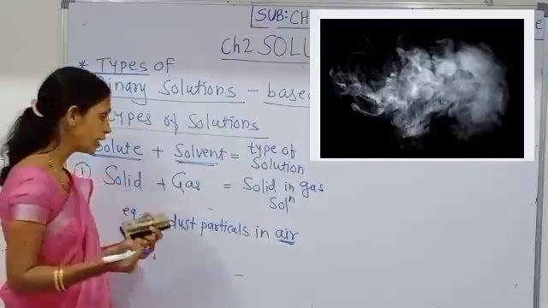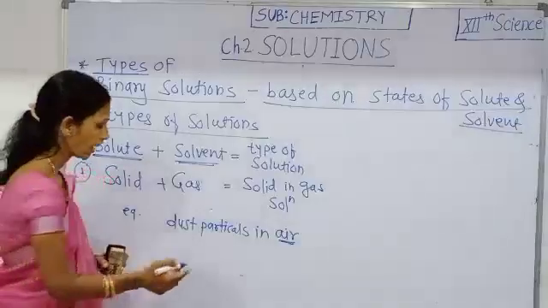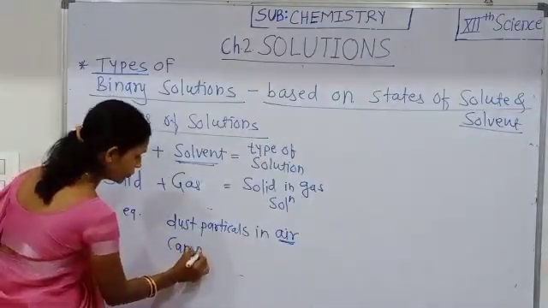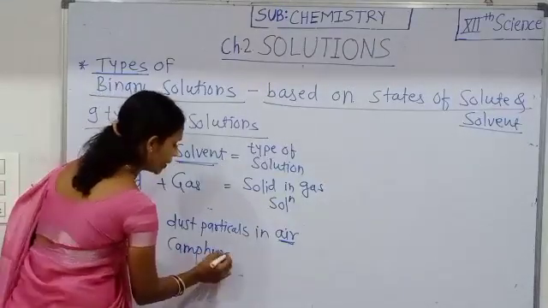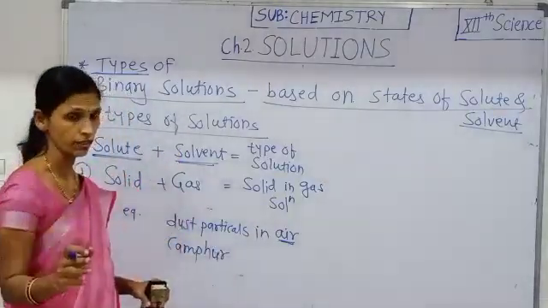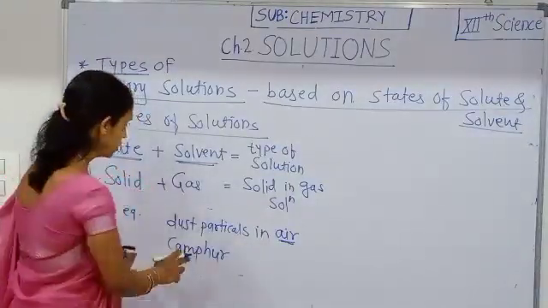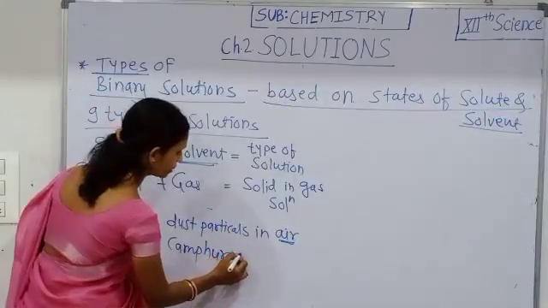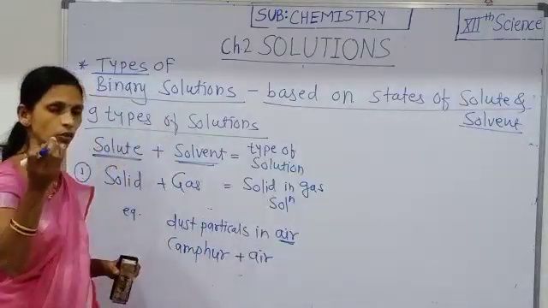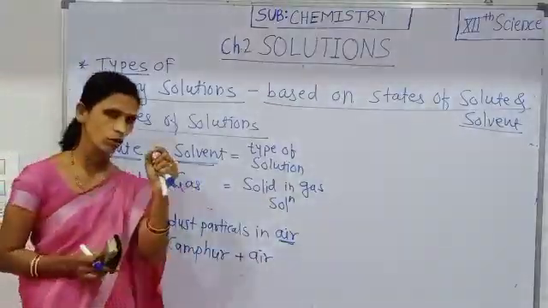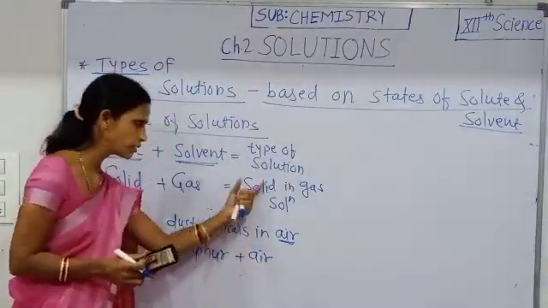There are a few more examples, such as when you burn camphor, that is kapur. Camphor is a sublimating substance which can be converted from solid state to gaseous state. When camphor is burned, camphor particles go into the air, and those camphor particles get condensed. Those solid particles of camphor going into air are a solid in gaseous type of solution.